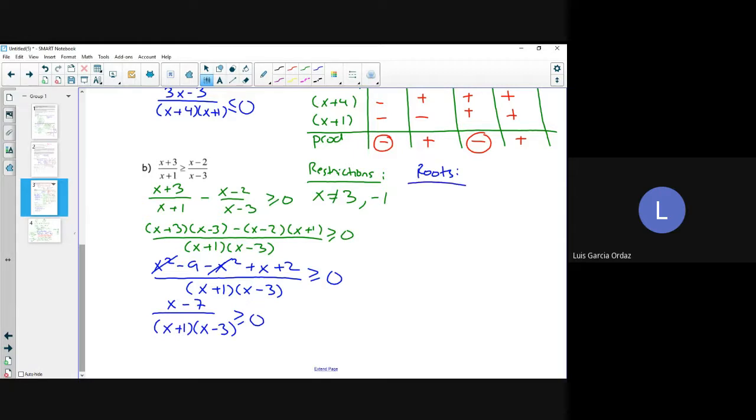So based off the numerator, what is my root for this expression? So my root is x is equal to 7. Okay, now we have all the necessary information to create a sign chart so that we can solve for where this rational inequality is greater than or equal to 0.